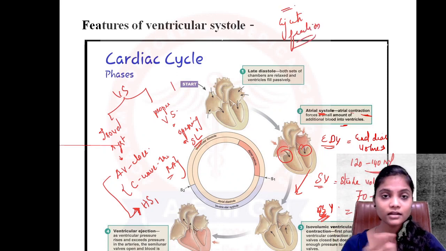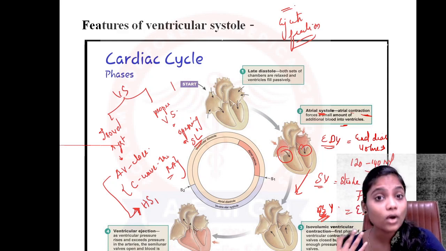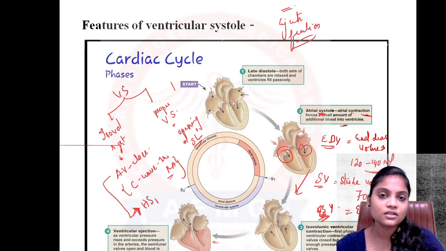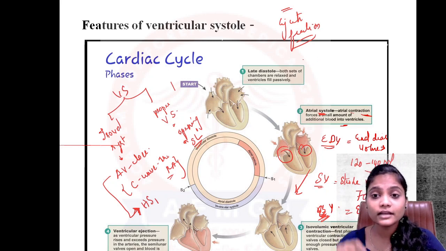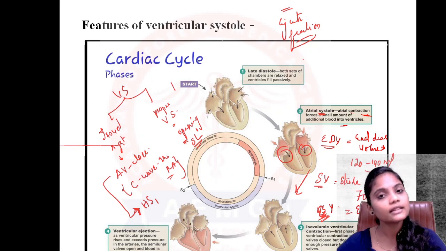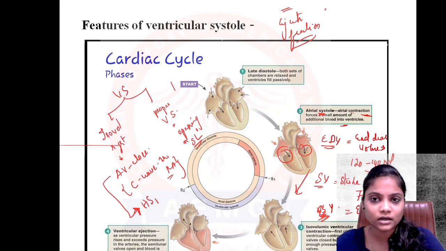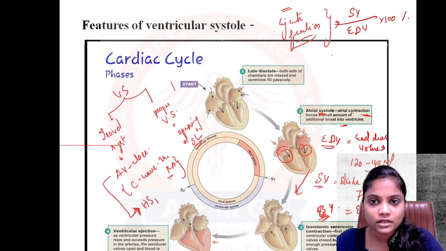Because whenever there is any pathological finding in your heart, whenever you go for an echocardiography, this is the ejection fraction which shows the exact cardiac perfusion function. If you are able to understand what the stroke volume is, what the end diastolic volume is, and what the end systolic volume is, then it will be easy for you to predict what ejection fraction is. So what is the formula for ejection fraction? Stroke volume by end diastolic volume into 100. The final answer which comes is 65%.